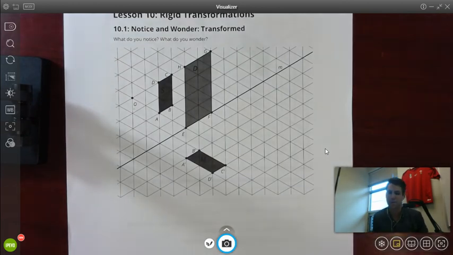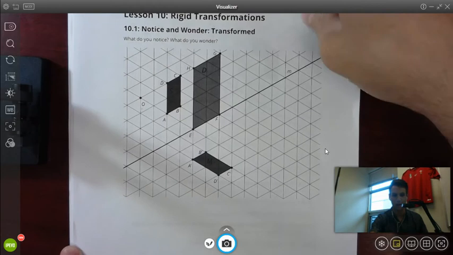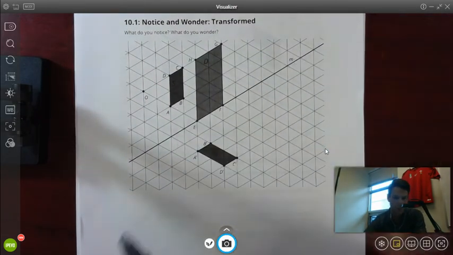Hello and welcome to this lesson on rigid transformations. We are starting with the picture in front of us right now, and we are looking to see what we can observe about what is happening. If we look closely here, we can see a couple different things.